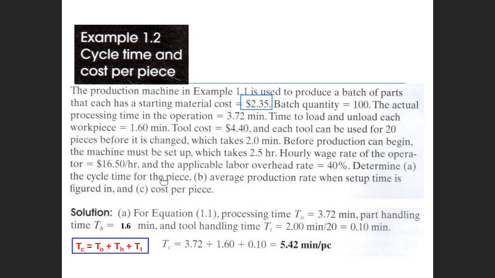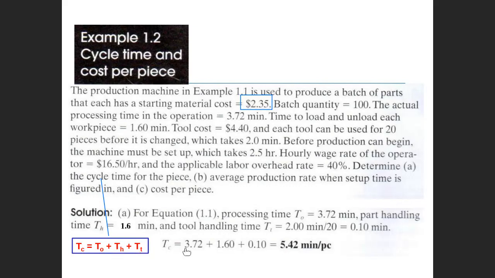Determine the cycle time. This is the first. Second, the average production rate. Third, the cost per piece, one by one. First one, cycle time. When he asks you for the cycle time, put the equation. I suggest you put the equation. So this is the cycle time equation: cycle time equals TO plus TH plus TT.